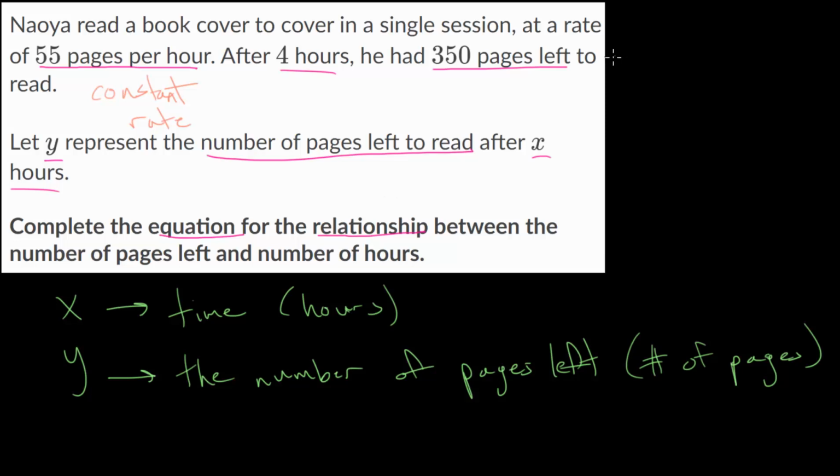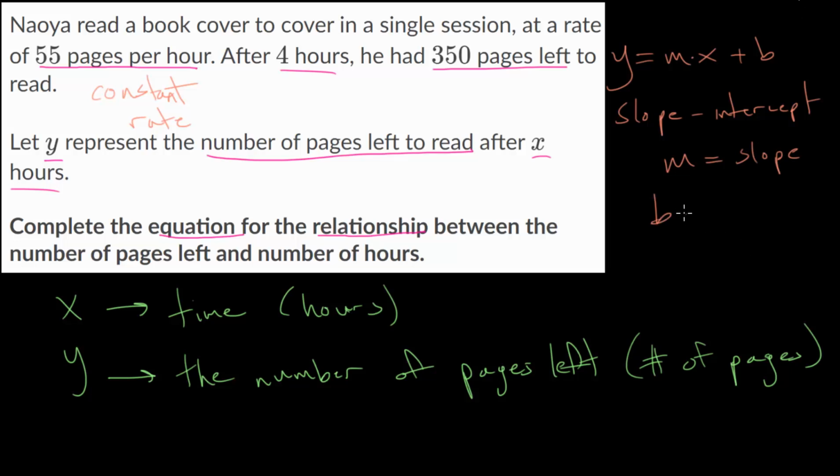Now, remember that linear equations can be written as y is equal to mx plus b. This is our slope-intercept form, where m, the coefficient on x, is the slope. That is the rate of change. And b is our y-intercept. So if we want, we can use this slope-intercept form to come up with our equation here. We are told the slope, we're told the rate that he is reading the book.